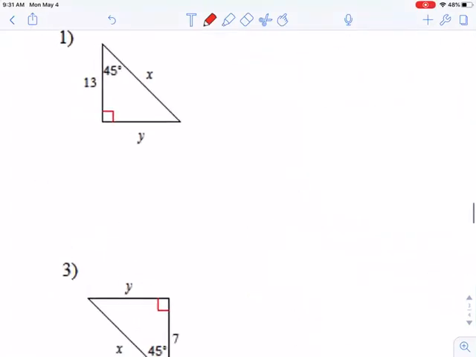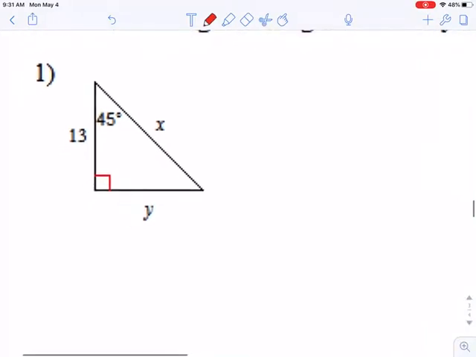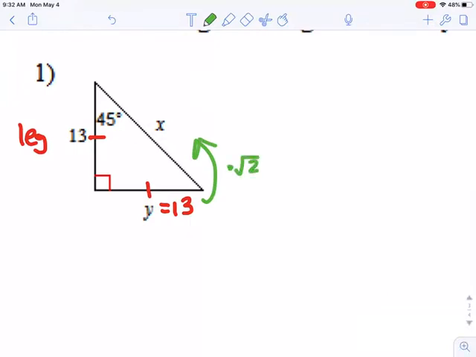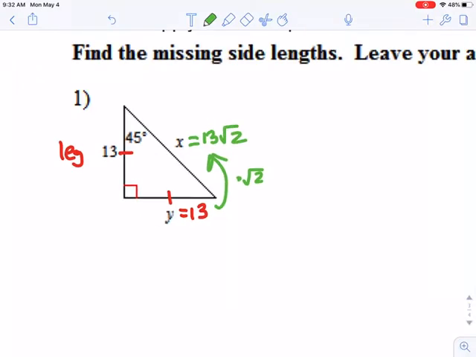Okay, so we had those other two videos. Let's just start flying through things. We have a leg. We were given a leg. So this other one is a leg, so we automatically know y equals 13. Now, given a leg, remember we just said, we're just going to multiply by radical 2. So x is just going to be 13 radical 2. And that's what we learned in the first video.